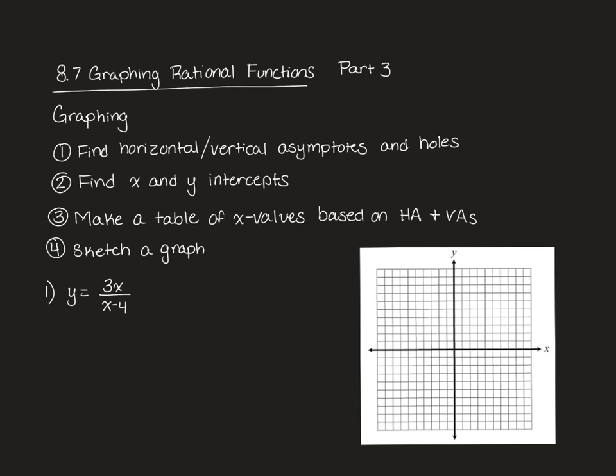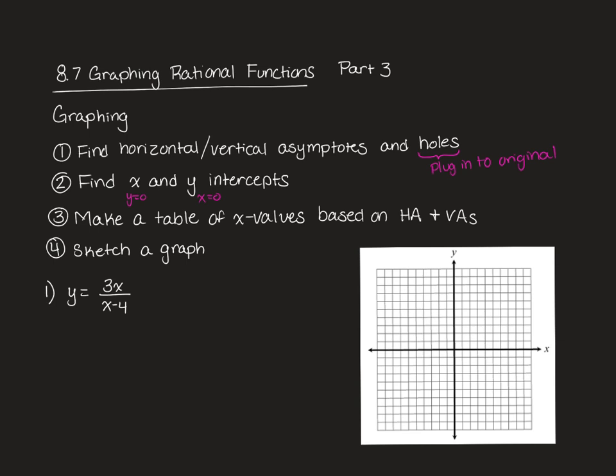Whenever you find your holes, to get the y value, you are going to plug in to the original equation. Okay, so that's how you get the y value of your hole. Next, you're going to find your x and y intercepts. Remember, to find an x-intercept, y must equal 0. To find your y-intercept, x must equal 0. You're going to make a table of values based on your horizontal and vertical asymptotes, and then sketch a graph.